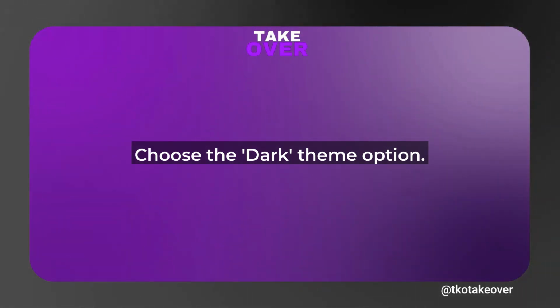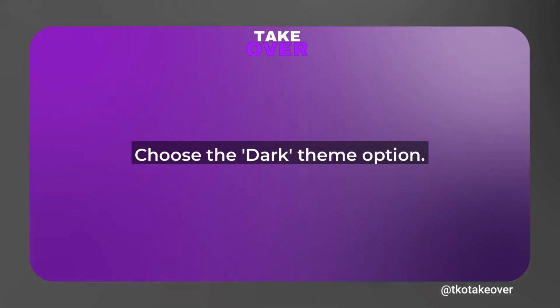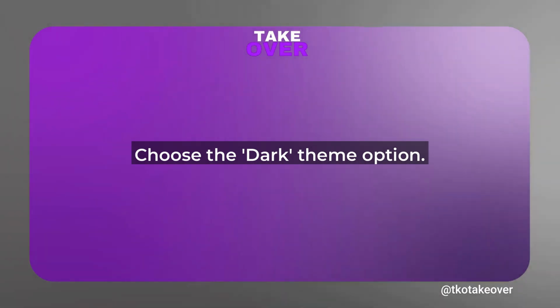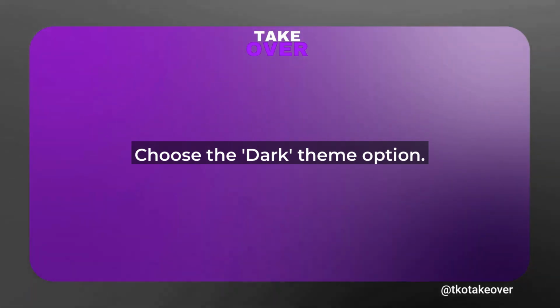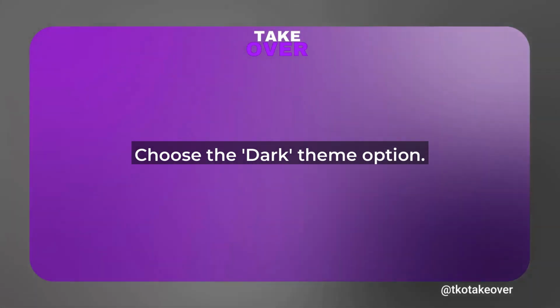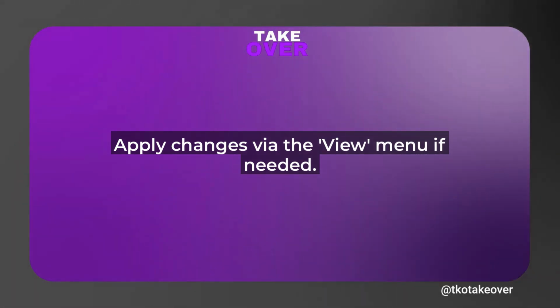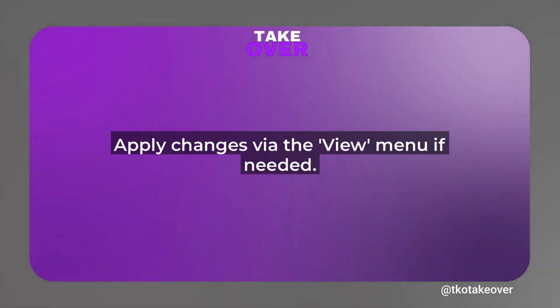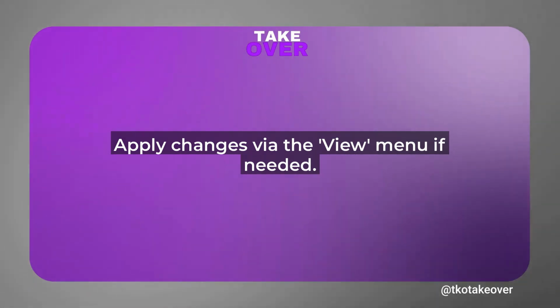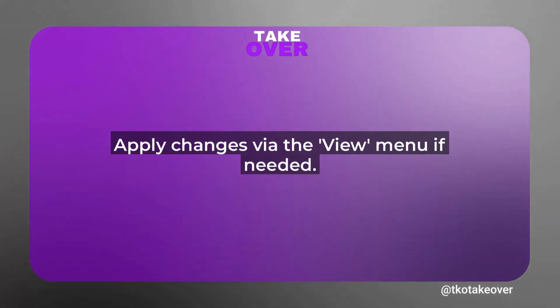Now, if you're working on a specific presentation, head to the View menu at the top. There might be a sub-option for Theme or Color Scheme, where you can toggle dark mode for that slide deck. Don't forget, this change could also sync with your overall Google account settings, so if you've enabled dark mode in your Google account preferences, it should automatically apply here.